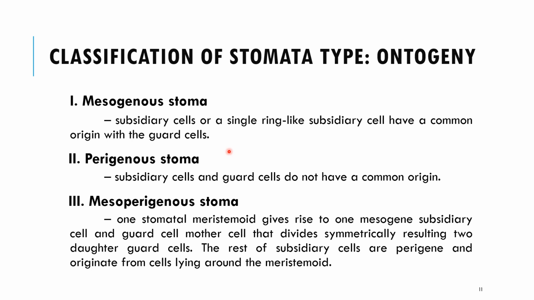And the last one is mesopolygenous stoma. A stomatal complex is said to be mesopolygenous where one stomatal meristemoid gives rise to one mesogene subsidiary cell and a guard cell mother cell that divides symmetrically, resulting in two daughter guard cells. The rest of the subsidiary cells are perigene and originate from cells lying around the meristemoid.